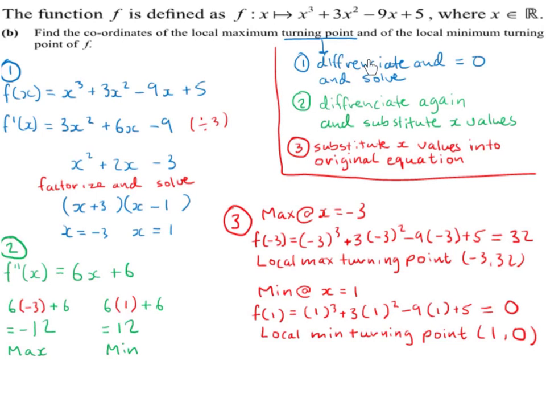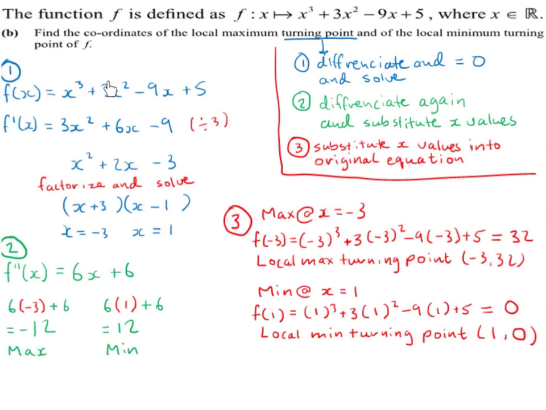So step 1, differentiate. Our function is x cubed plus 3x squared minus 9x plus 5. To differentiate, we bring down the power in front and we reduce the power by 1. So to differentiate x cubed, the 3 comes down in front to give us 3x, and we reduce the power by 1. 3 minus 1 is 2. So the derivative of x cubed is 3x squared.